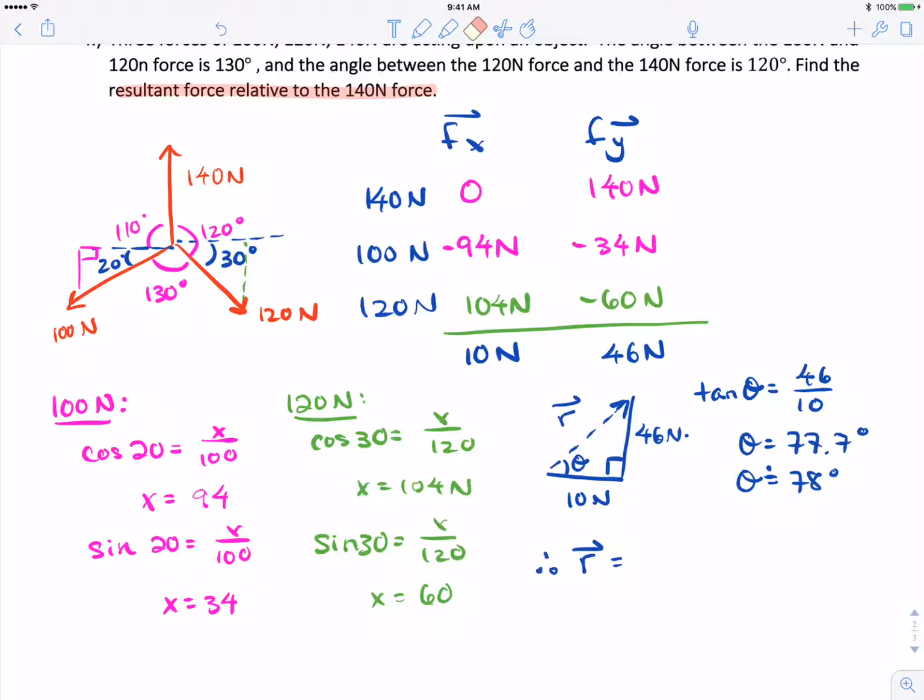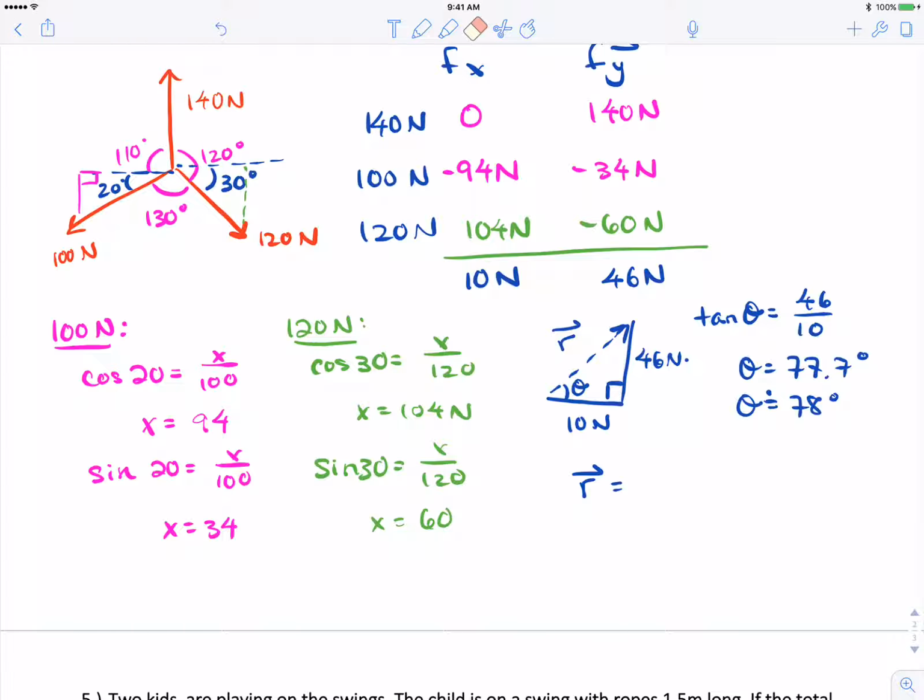We didn't find the magnitude. Let's find the magnitude while we're doing that. So magnitude is the square root of 10 squared plus 46 squared.